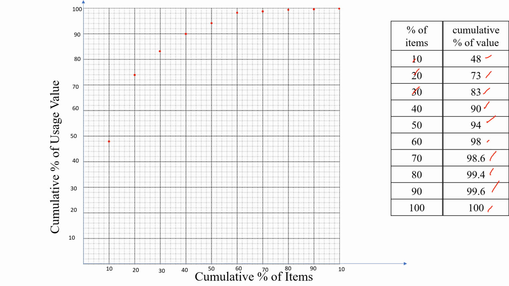Similarly, you have to mark 20% versus 73%. Next, 30 versus 83%. Next, 40% of the items versus 90% of the cumulative value. Similarly, 50% of the items versus 94%. Next one is 60%, 98%; 70%, 98.6; 80%, 99.4; 90%, 99.6. Similarly, 100% versus 100%.